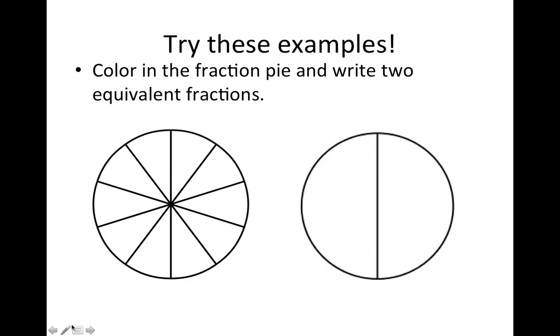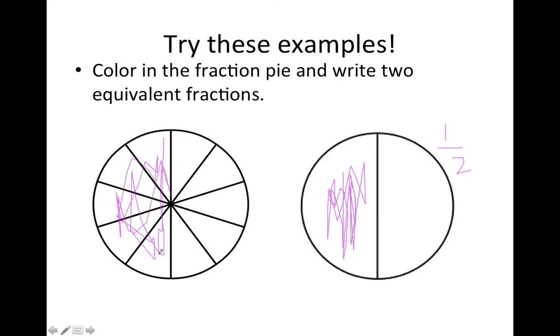So we're going to look at this one. We're going to color in the fraction pie. So if this was already colored, say this is 1/2. So the fraction here would be 1/2. So now we need to color in over here. So if I took my pen and I colored in the same amount, I'm coloring in half of it, but it's a different fraction because I have 1, 2, 3, 4, 5, 6, 7, 8, 9, 10. So I have 10 parts, and I colored in 5 of them. So 5/10 and 1/2 are equivalent.